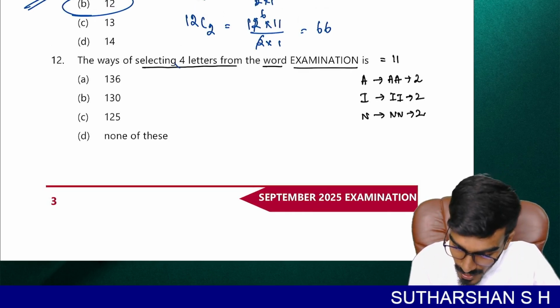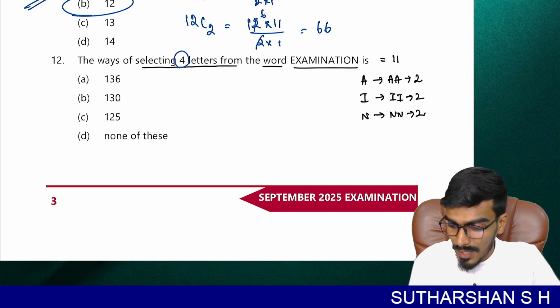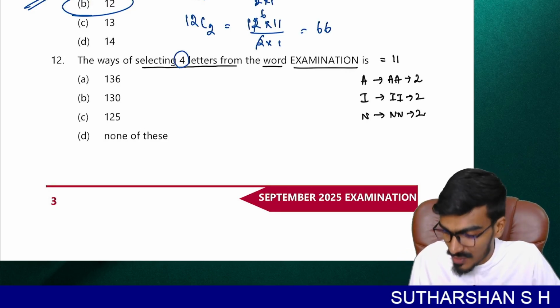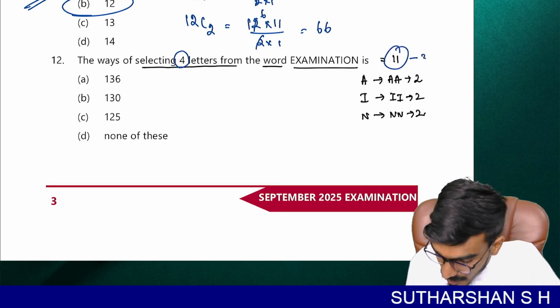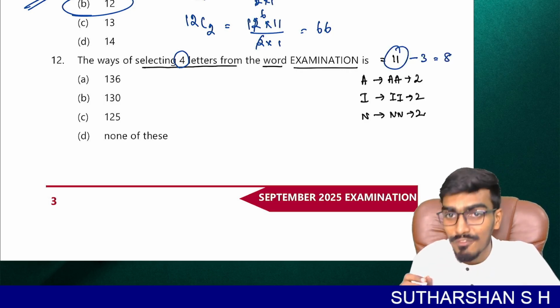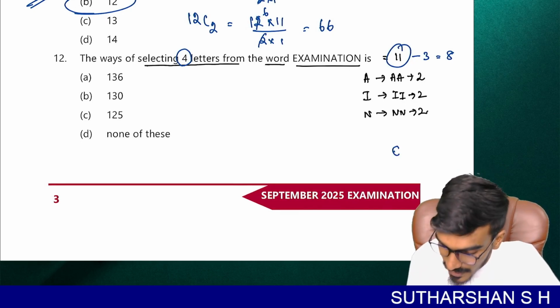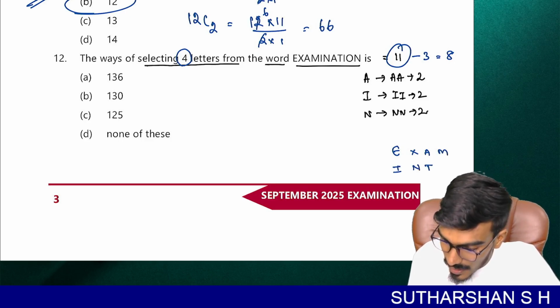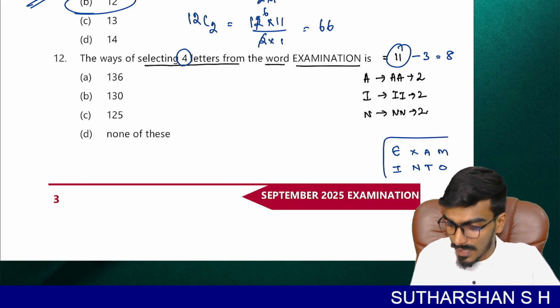Now, the ways of selecting a 4-letter word. If you see, out of 11, 3 repetition is gone. I am left with only 8 letters. What are the 8 letters? E, X, A, M, I, N, T, O. These are the 8 letters.